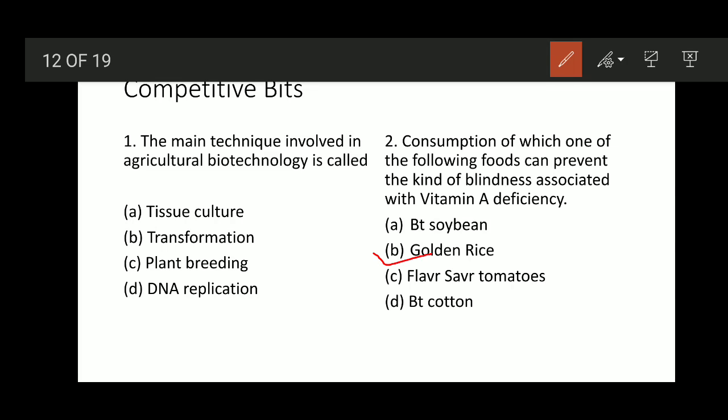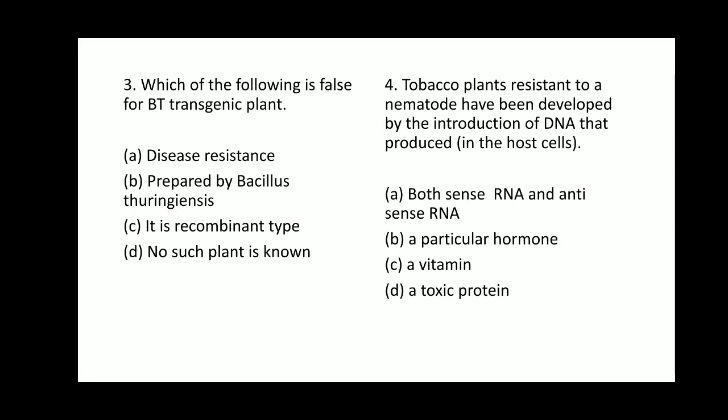Option B, golden rice, is the right answer because golden rice is rich in beta carotene, which is a precursor for vitamin A synthesis. So, question number 2, option B is the right answer. Moving on to the next question.